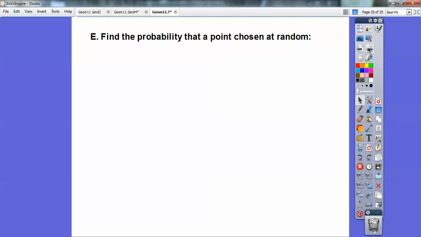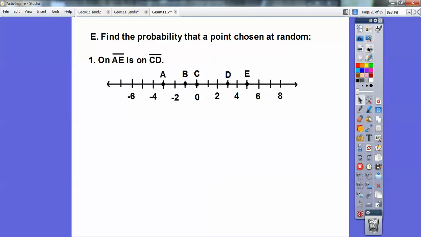So find the probability that a point is chosen at random. Here we go. You have on AE that it's on CD as well. So you have to find the length of A to E. A is at -3 and E is at +5, so the length goes from -3 to 5, which is 8. And then CD goes from 0 to 3, so the length of CD is 3. So the probability is going to be the length of CD, which is 3, over the total length, AE, which is 8. 3/8 would be your answer.